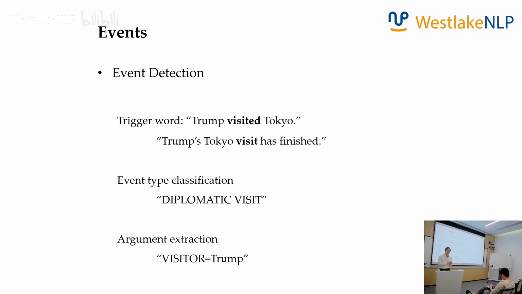Entities, relations. So next, events. There are a lot of useful tasks about events. For example, if a news article mentioned Trump visited Tokyo, then you know that some event happened. And the type of event can be diplomatic visit, and there are argument roles such as the visitor and the target. So these event extraction tasks are quite related, as you can see, to predicate argument structures.